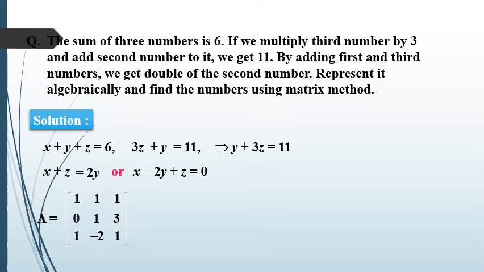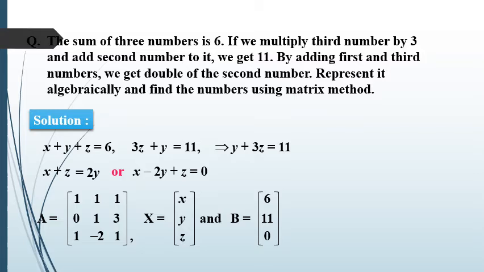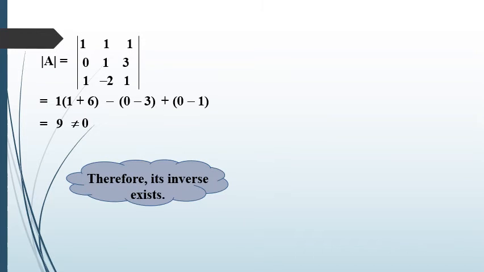So matrix A will be 1 1 1, 0 1 3, 1 minus 2 1. Matrix X consists of the unknown variables and matrix B consists of the constants 6, 11 and 0. So first we will calculate the determinant of A by expanding using the first row. The value of determinant of A will be equal to 9, which is not equal to 0. So matrix A is a non-singular matrix.